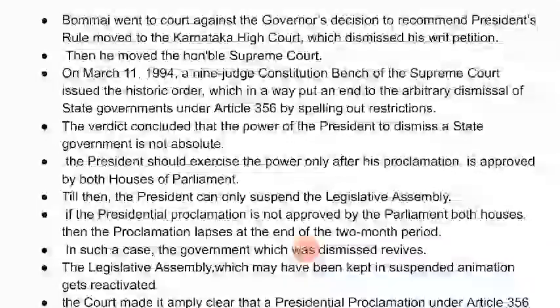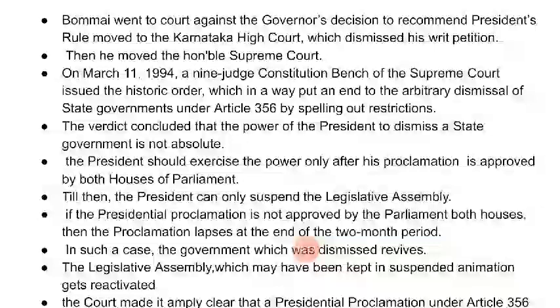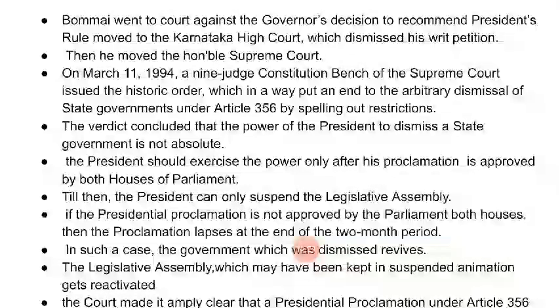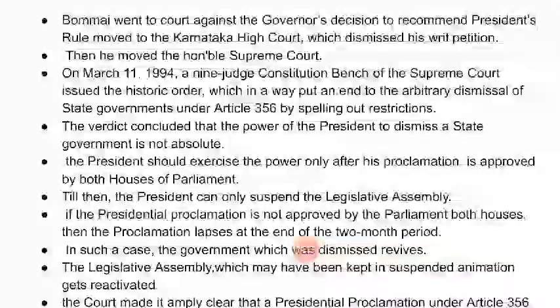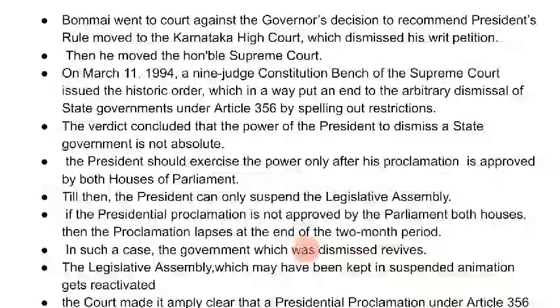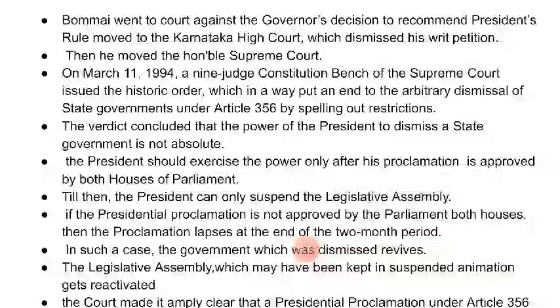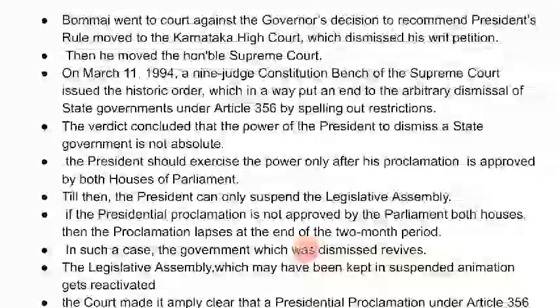On 11th March 1994, a 9 judges Constitution bench of the Supreme Court of India issued a historic order, which in a way put an end to the arbitrary dismissal of state governments under Article 356 by spelling out the restrictions. In the present case, the 9 judges Constitution bench of the Honorable Supreme Court stated that the power of the president to dismiss the state government is not absolute. Even the honorable president should exercise this power only after his proclamation is approved by both Houses of Parliament.